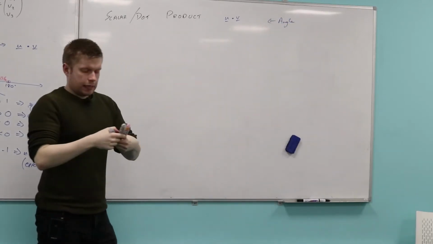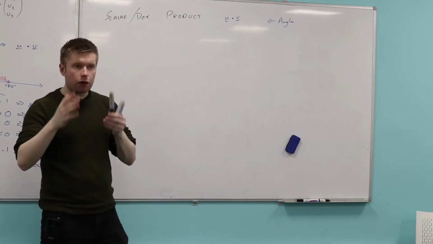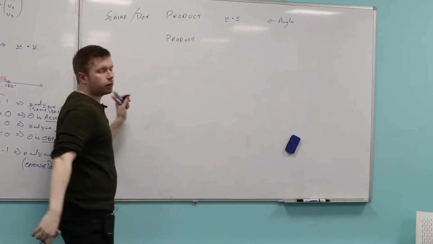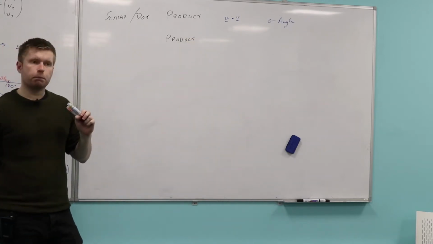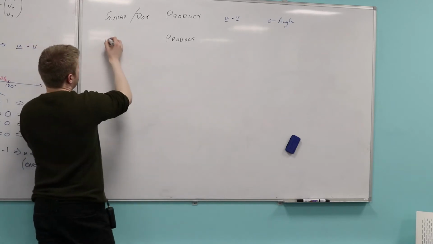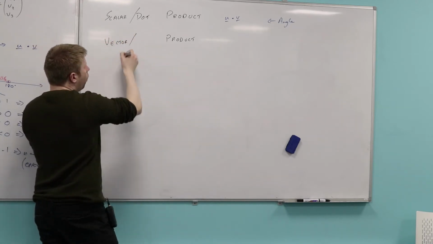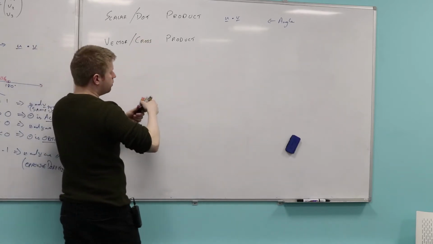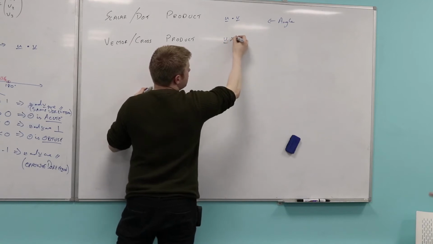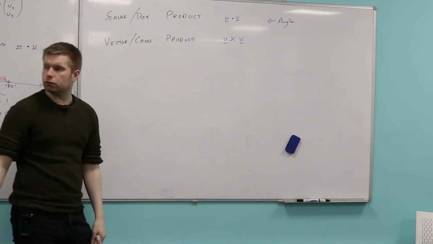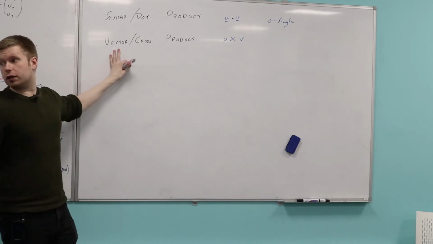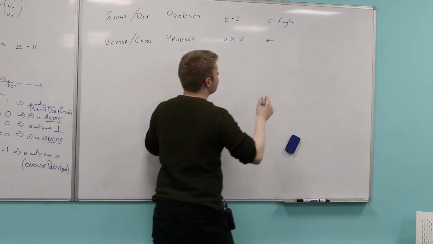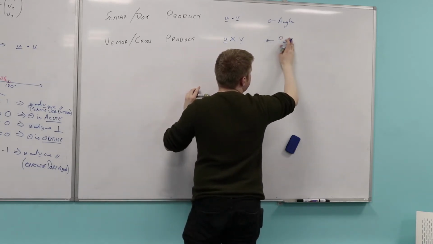However, can anybody remember I said there was another type of product that we're going to look at? Can anybody remember which one it was? Good. Vector product or cross product. It's called the cross product because it's written using a cross instead of a dot. Remember, there's two ways of writing multiplication. It's called a vector product because it results in a vector. More specifically, it results in the perpendicular vector.